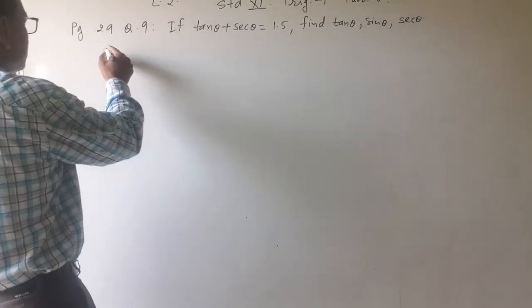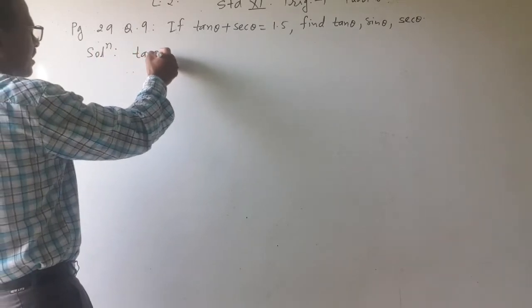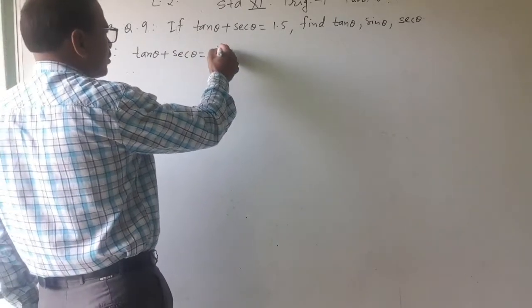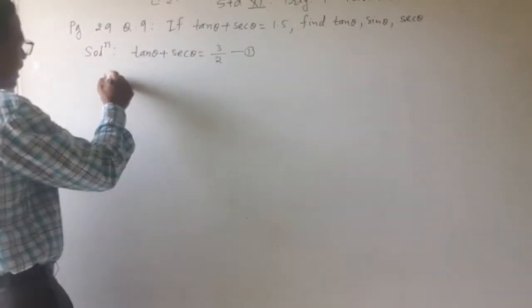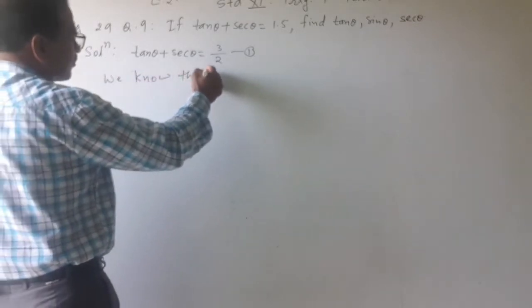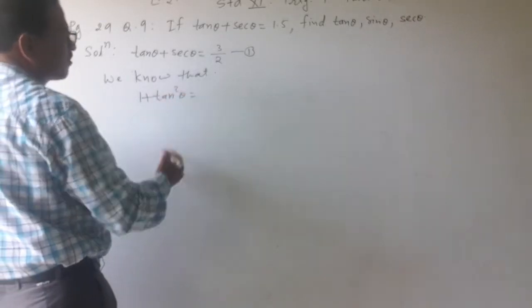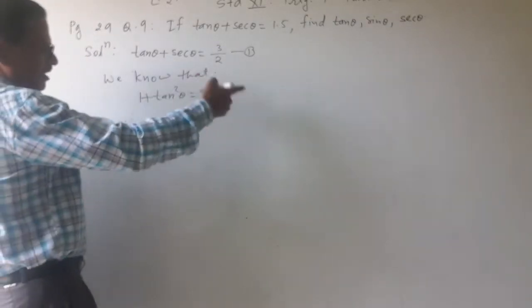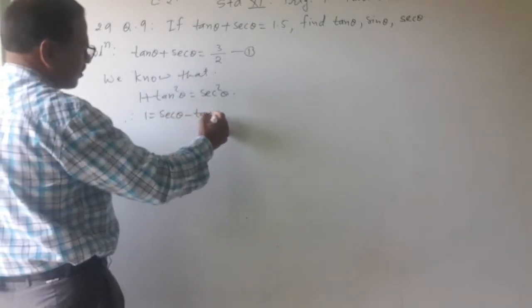So from this I will write the solution. Tan theta plus sec theta is equal to 1.5, which means 3 upon 2. This is number 1. We know that 1 plus tan square theta, which you have done in standard 10, is equal to sec square theta. Therefore I will take this tan square there, so 1 is equal to sec square theta minus tan square theta.